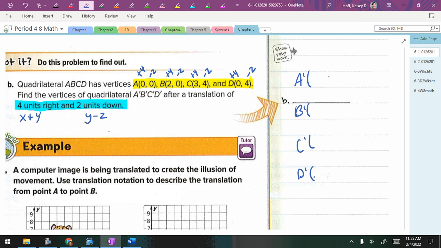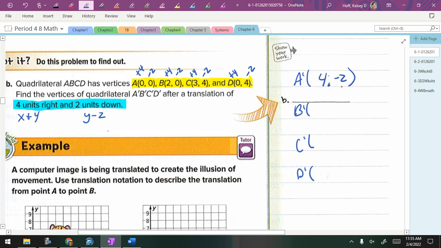All right, somebody I haven't heard from today. Where's A prime? Tori. 4, negative 2. Love it. B prime. Matthew. 6, negative 2. Nice. C prime. Allie. 7, positive 2. Okay. And D prime. Isaiah? 4 comma 2. Nicely done.